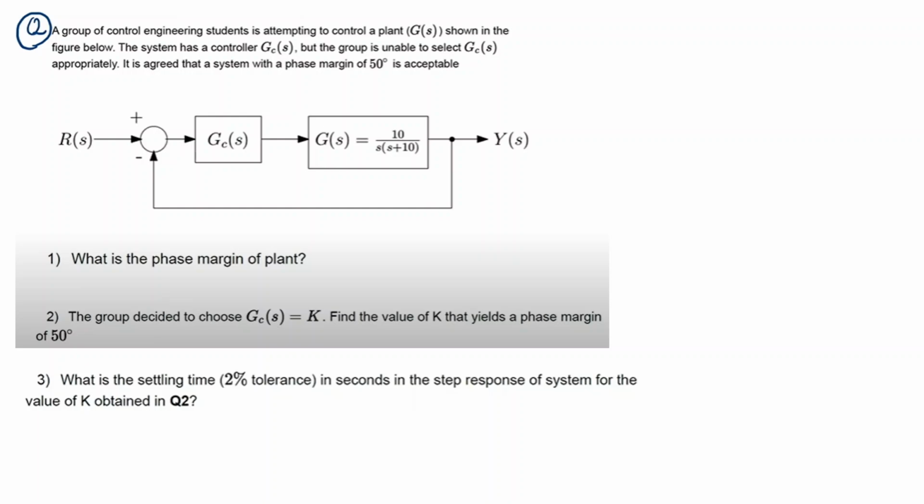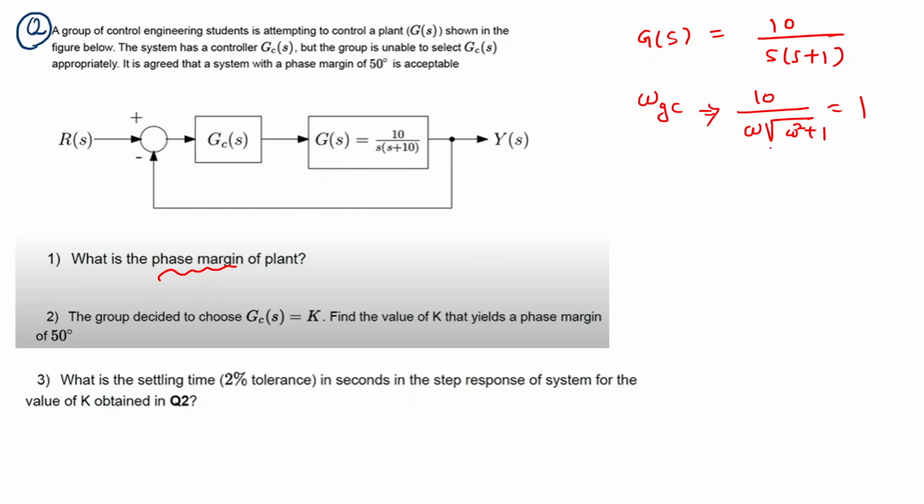For the compensated system, but first you have to find the phase margin of the uncompensated system. Let me write down the uncompensated system: 10 divided by S into (S plus 10). First you find omega GC, the gain crossover frequency, because we require the phase margin of the system. Omega GC is found by writing 10 divided by omega into the square root of (omega square plus 1) and making the magnitude equal to 1. Put it in the calculator and solve 10 divided by omega into omega square plus 1 equal to 1.